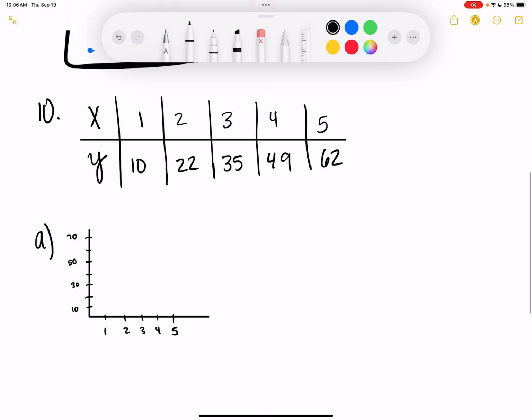And then you just plot the points. Oh, this is fun. 110. 222. 5. I'm so sick. No. Oh, goodness.